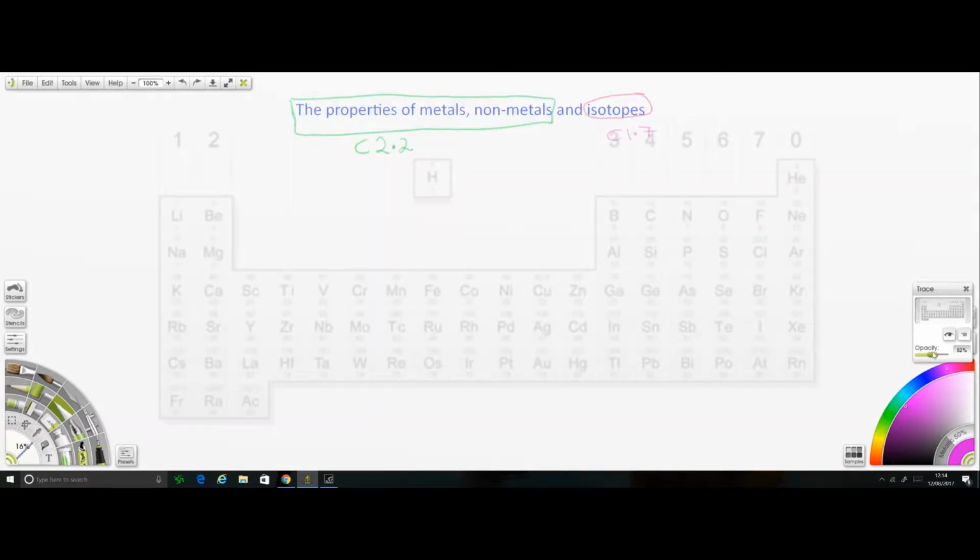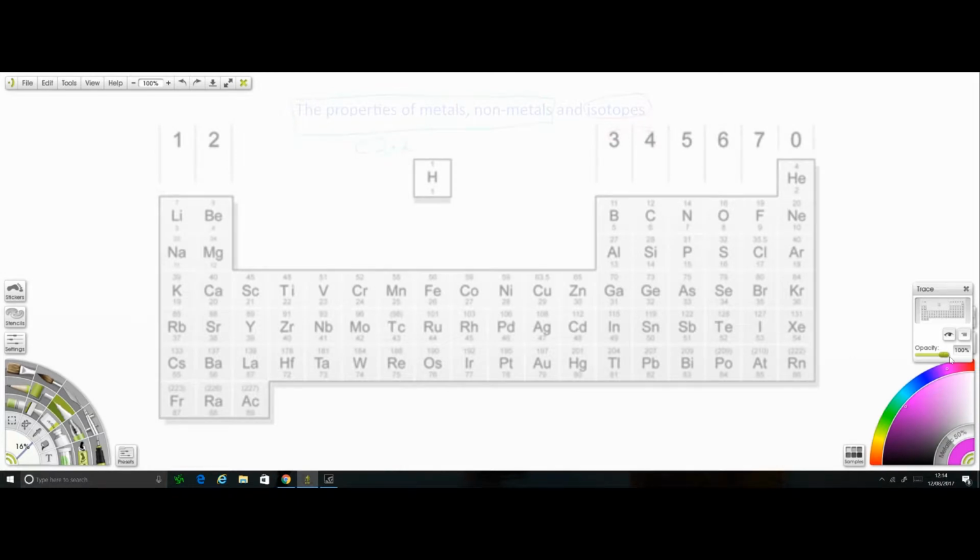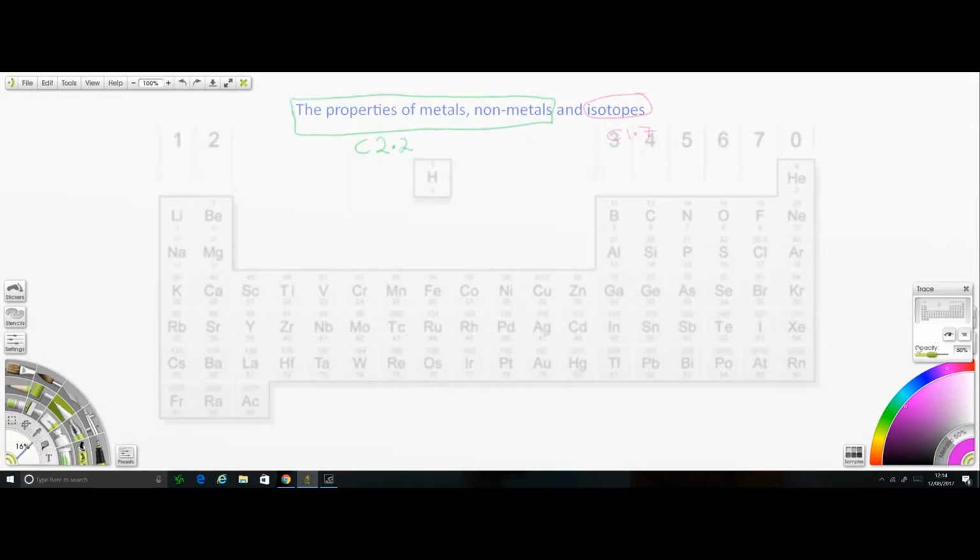I'm going to give you a second to just think about it. Right, can you identify where all the metals are and where all the non-metals are on this periodic table? Now, what you should have said is that there is a stepped line from aluminium all the way down to polonium. Right, so I'm just going to decrease the opacity, and so you should have said that here is the stepped line starting from aluminium and going all the way down to Po.